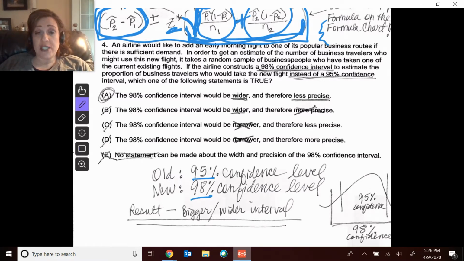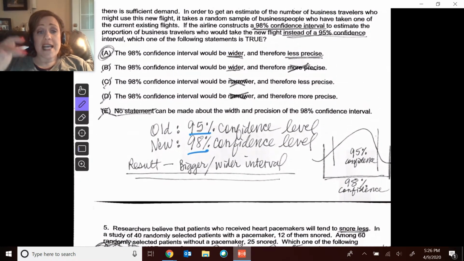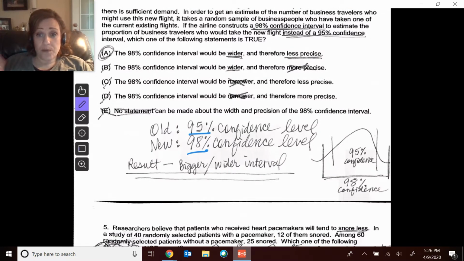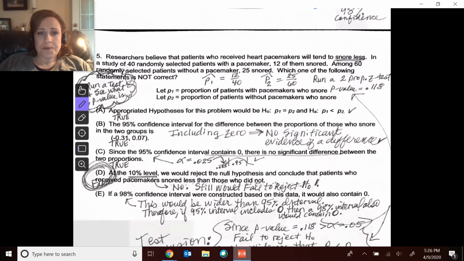All right, number 4 is saying, hey, we have an original interval made with 95% confidence, but the new one is 98% confidence. So what's going to happen? What's the result to our interval as our confidence level is getting higher? So I want you to remember our picture over here. We've got your 95% confidence versus your 98% confidence. So that higher confidence makes it a wider interval. And so that knocks off C, D, and E. But would a wider interval be more precise or less precise? It would be less precise.